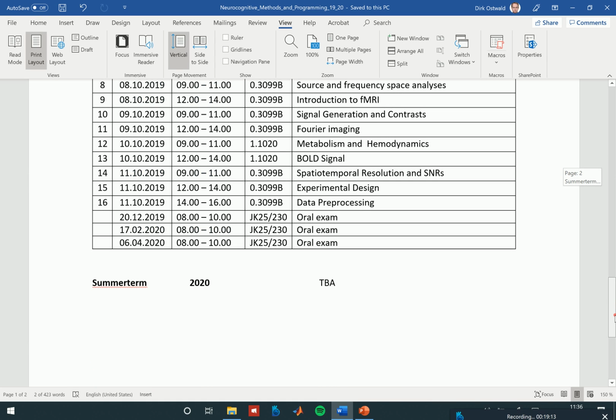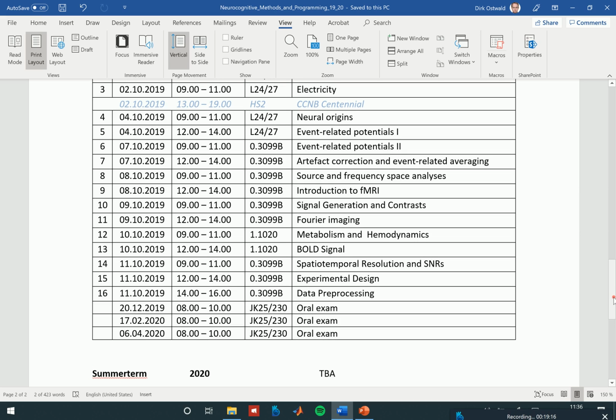You have to essentially take this oral exam within a year from now to complete, if you also complete the programming part, the entire module in the academic year 1920. If you don't take the oral exam in this time, so until September 30, 2020, then you have not passed the module in the 1920 academic year.